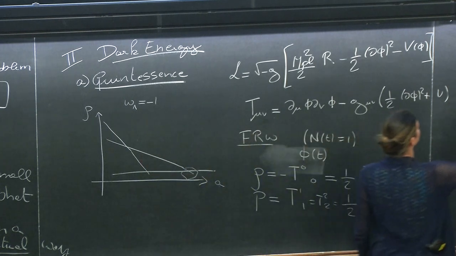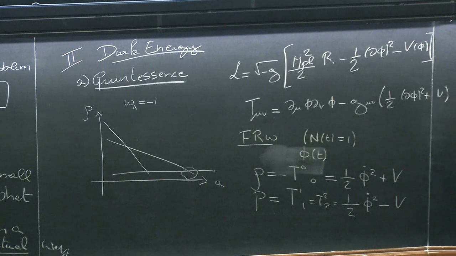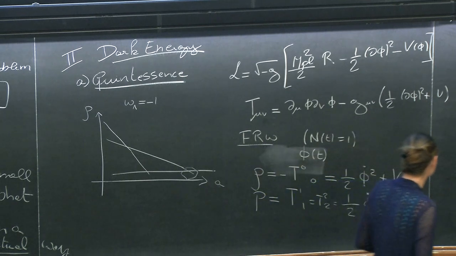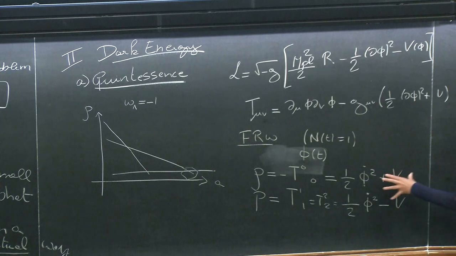So we see that the equation of state parameter, which is the pressure over the energy density, is a half phi dot squared minus V over a half phi dot squared plus V. And so we have something which looks very close to minus 1 if the potential dominates over the kinetic energy. That should be very familiar as compared to inflation. We want the same type of phase. What is different is the scale, but otherwise, at this level, we want something which is dominated by the potential.